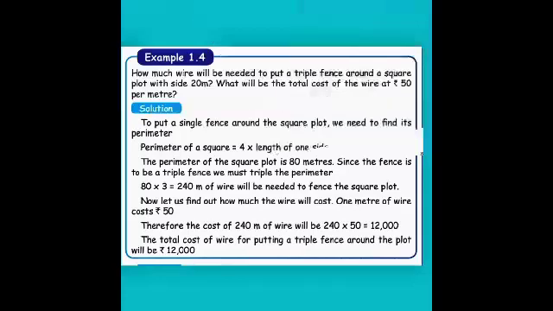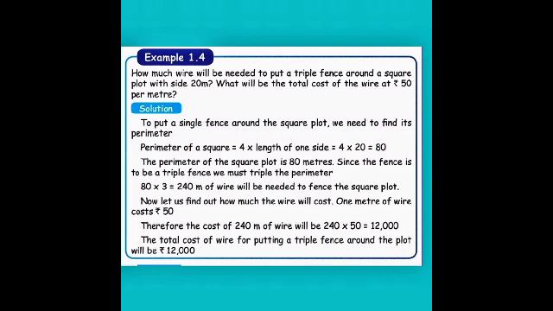Let's see the next example. How much wire will be needed to put a triple fence around a square plot with a side of 20 meter? What will be the total cost of the wire at rupees 50 per meter? So here we want to find the single fence first, then only we can find the triple fence. So first we will find the single fence amount, that is the perimeter.